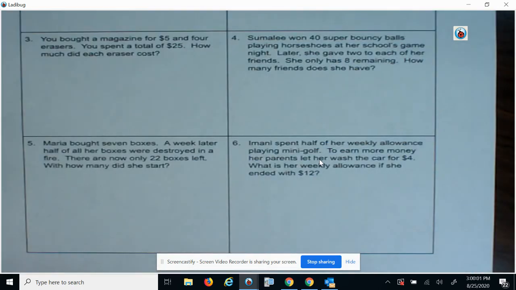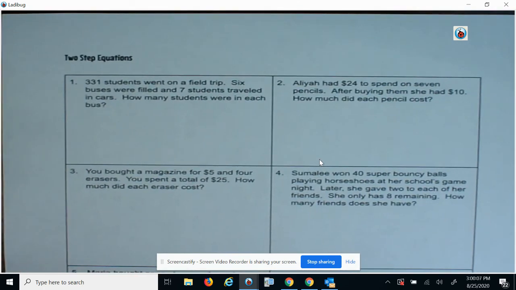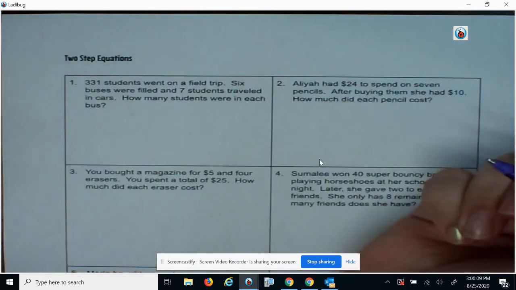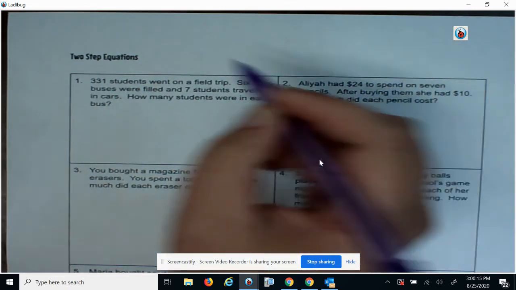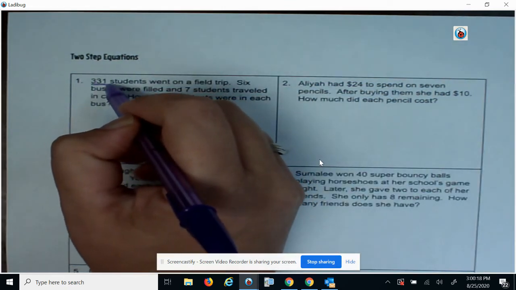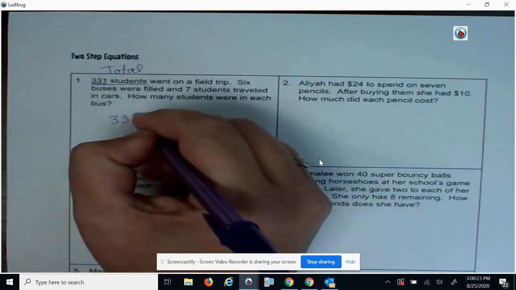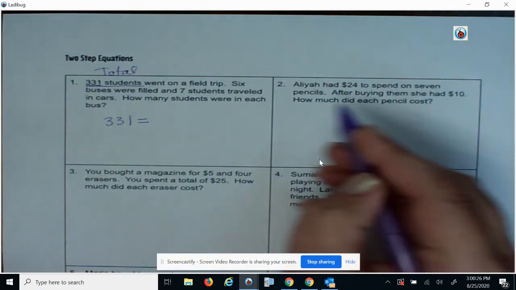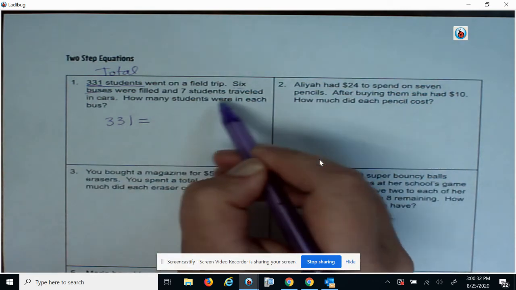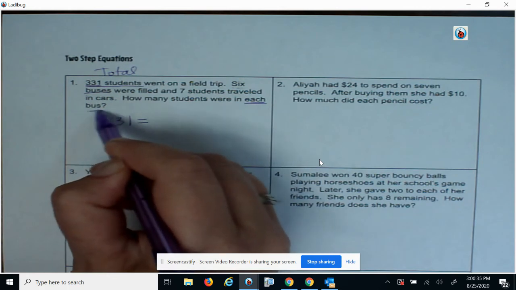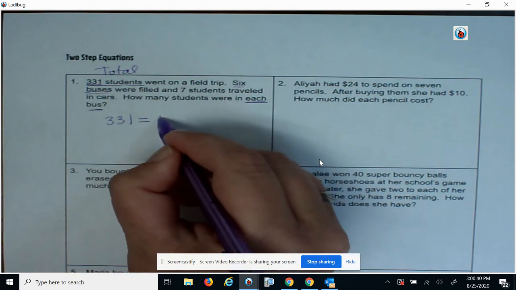All right, so two-step equations. 331 students went on a field trip. 6 buses were filled and 7 students traveled in cars. How many students were in each bus? Okay, so 331 students gives us a number right off the bat. This is a total number of students, right? So we're going to do 331 equals 6 buses. Well, in our question, it says how many students were in each bus, right? So each bus, 6 buses, 6B.